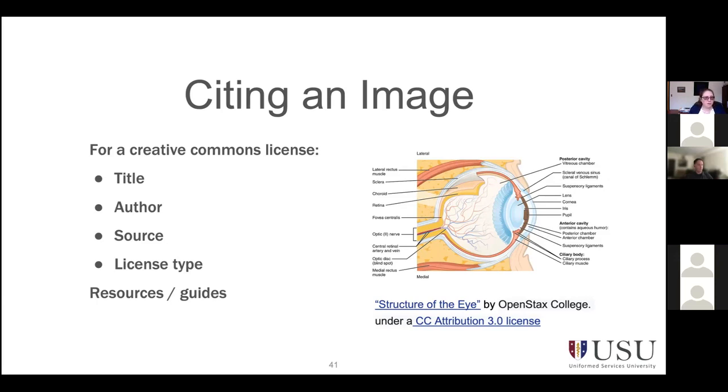And Creative Commons does have a wiki page that you can visit. It's on the LRC's LibGuide, which I'm going to talk about in just a second, and that guide will allow you to click directly to their page.